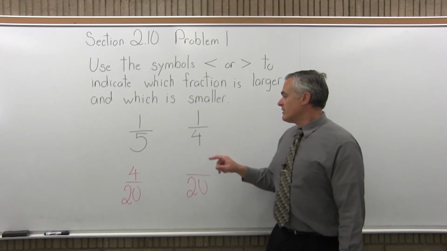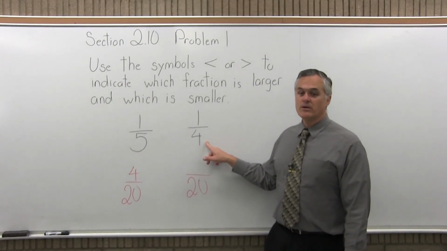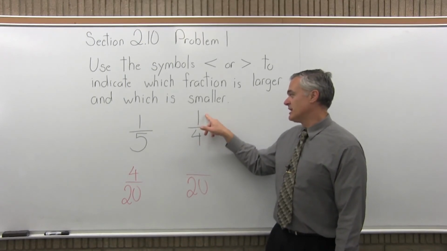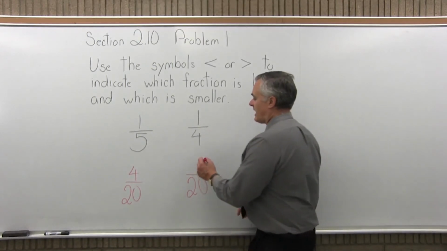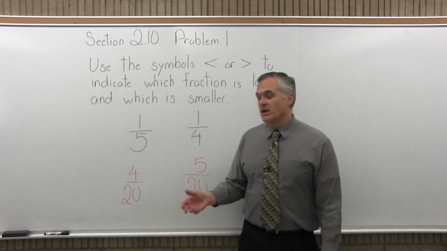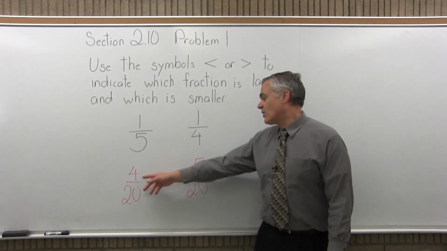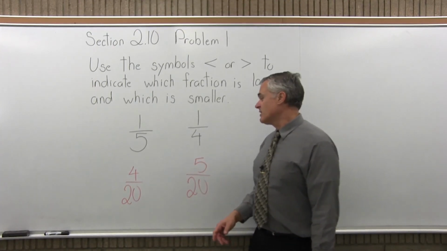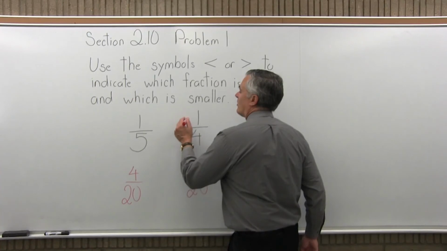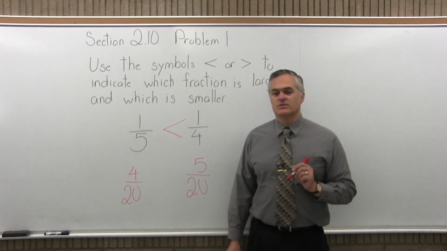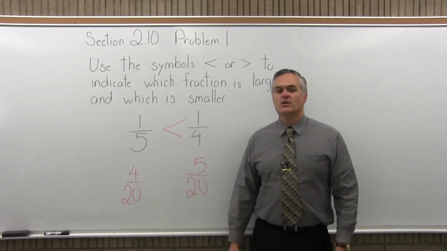Now the 1/4, some value times 4 makes a 20. That value must be 5. So the numerator must also be times 5. 1 times 5 is 5. So now you can see with the common denominator, what's bigger, 4/20ths or 5/20ths? Oh, clearly the 5/20ths is bigger. And that 5/20ths came from 1/4, so the inequality symbol would point this way with the larger end towards the 1/4.